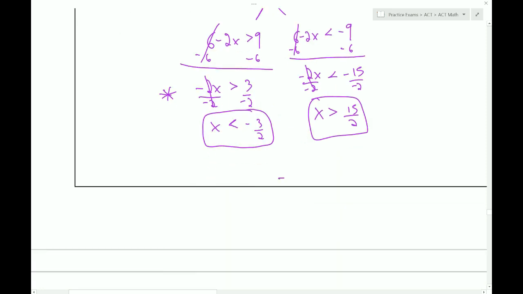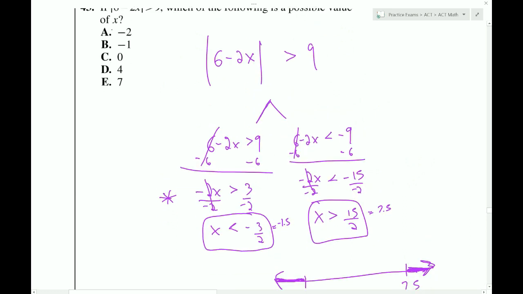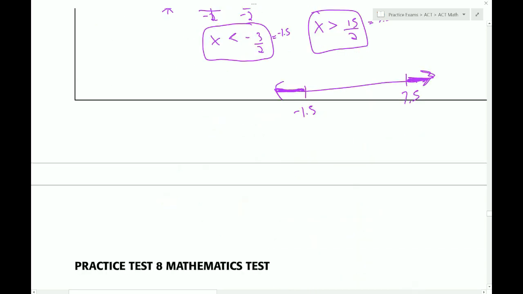And so now we can put a number line, and just to make things a little bit easier, let's see what these equal in decimal form. So this would be -1.5, and you can use your calculator to find it if you're unsure, but this is 7.5. So let's now plot those numbers on a number line just to get a visual of what's going on. So we want to be less than -1.5, so we're going this way, or greater than 7.5, so we're going this way. Alright. Now, which choice satisfies that? I would say -2, right, because it's to the left of -1.5.